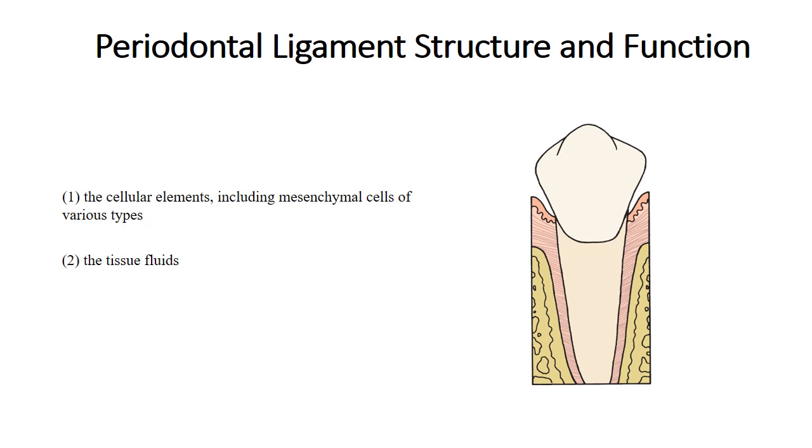Periodontal ligament structure and function. The PDL is composed mainly of collagenous fibers that are inserted into the cementum of the tooth on one side and into the lamina dura of the bone on the other side. It runs at an angle so that it can resist the tooth movement during normal function. The PDL occupies 0.5 mm space. In addition to the collagenous fibers, the periodontal ligament also contains cellular elements like mesenchymal cells and the tissue fluid, and both are important for orthodontic movement.